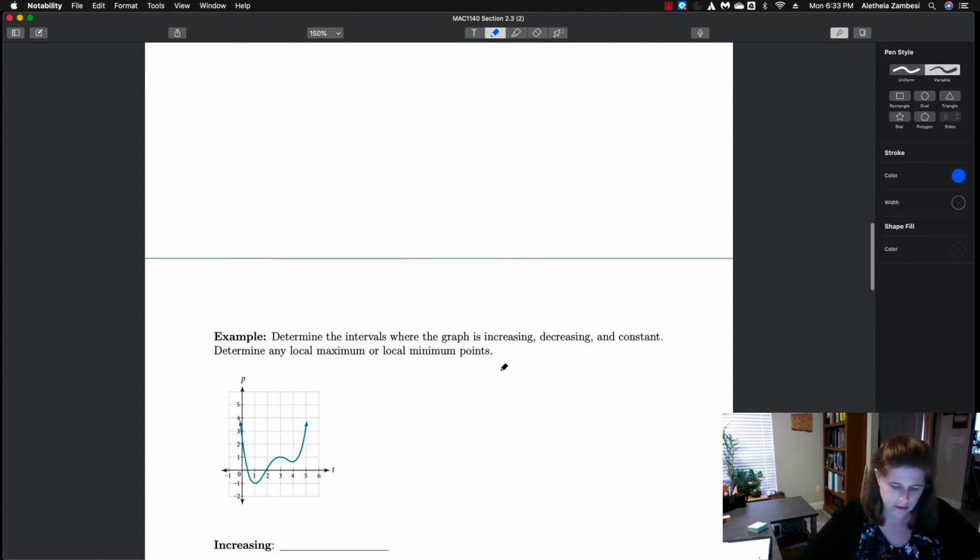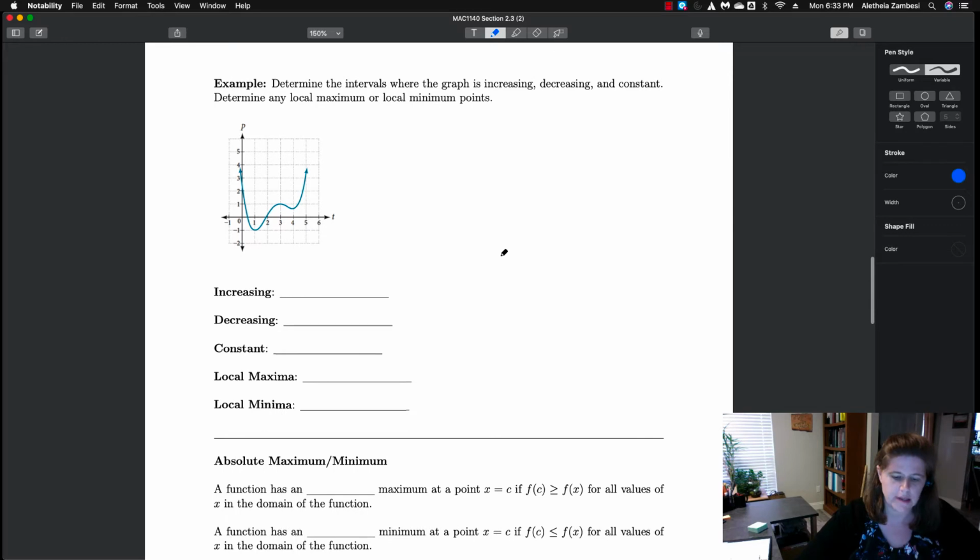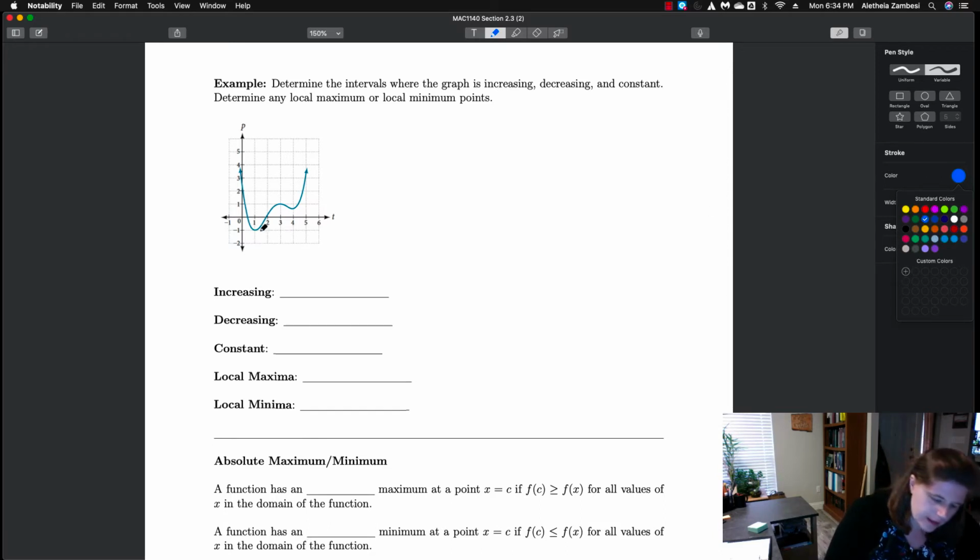Now if I want to take a look at a graph and determine where it's increasing, decreasing, constant, and find any local max and min points, identifying the minimum values, I have one here and one here.